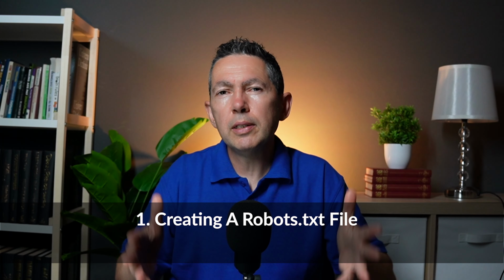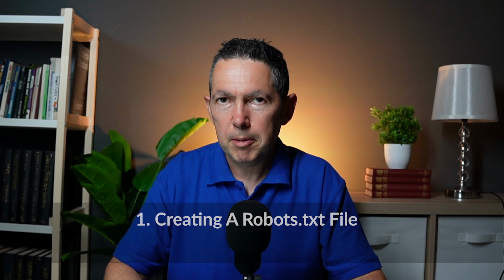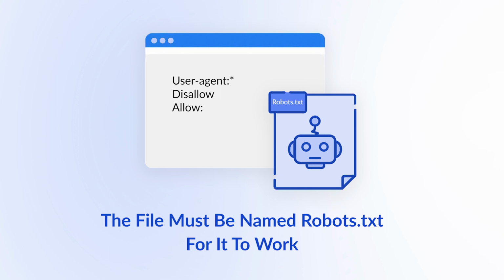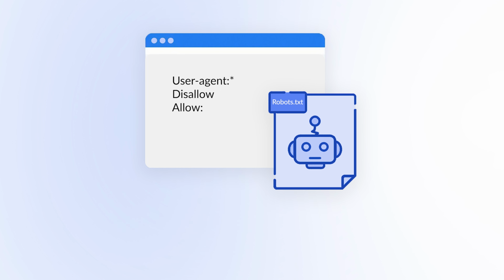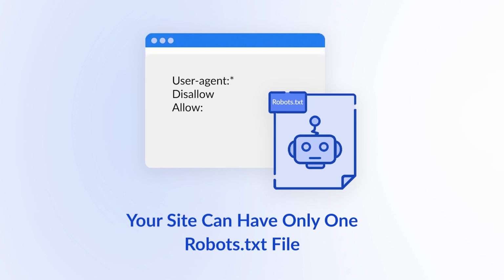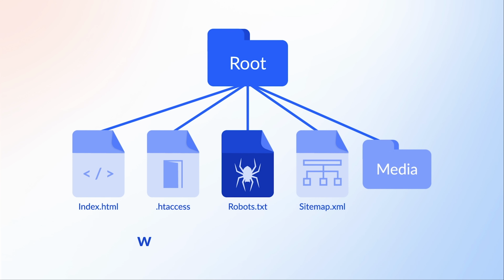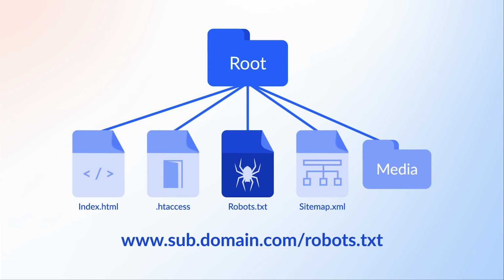Let's look at how to create and submit a Robots.txt file. Here are the rules to follow. The file must be named Robots.txt for it to work. Your site can have only one Robots.txt file. The file must be located in the root folder of your website. For example, www.domain.com/robots.txt. If you're using a subdomain, use the root folder of the subdomain.